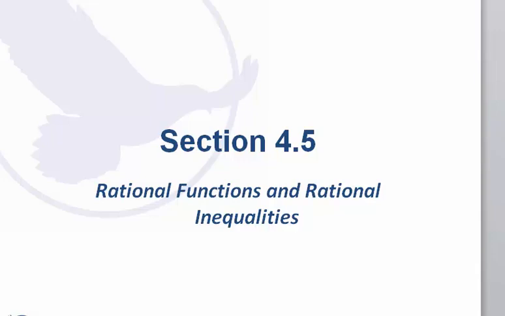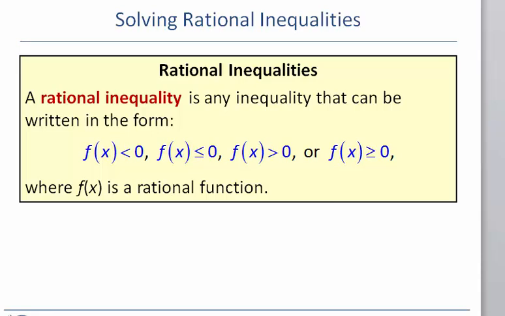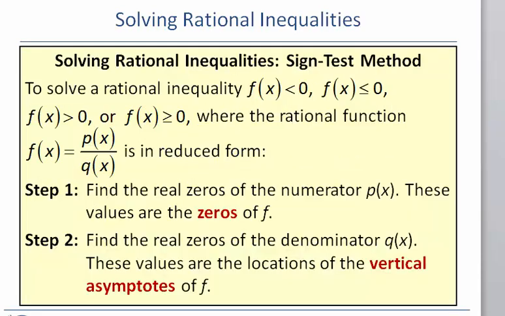We will now continue with section 4.5, discussing specifically the rational inequalities. A rational inequality is any inequality that can be written in the form f of x is less than 0, less than or equal to 0, greater than 0, or greater than or equal to 0, where f of x is a rational function. Now, we do have a procedure table for solving these rational inequalities.